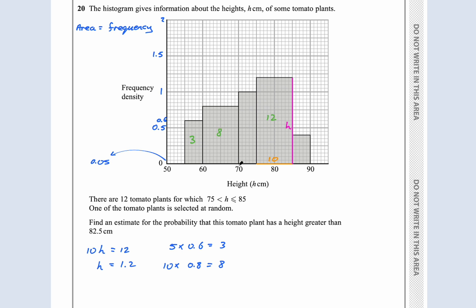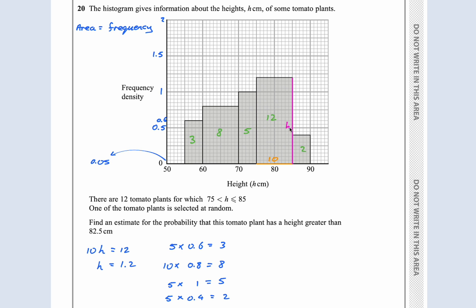Next one, this is 5 times, and this height is 1, easy, 5 times 1 is 5. This is 5. And then this one is going to be 5 times 0.5, 0.6, 0. No, sorry, I did that wrong, guys. This is 0.5, this is 0.4. So it's 5 times 0.4, which is 2. So this guy is 2.